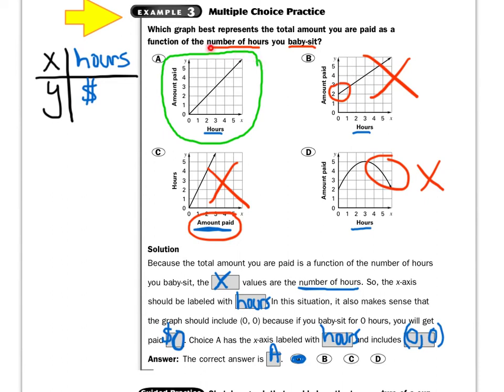So really the only thing that makes sense is choice A, that if you babysat an hour, you would make some money, $1, 2 hours, $2, 3 hours, $3, and so on. This is the only one that really makes sense, and they explained it down here.